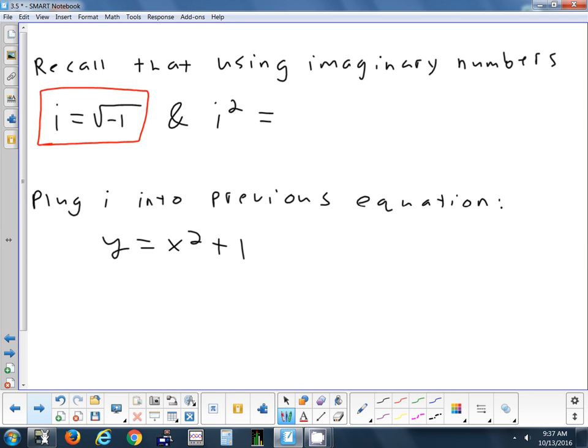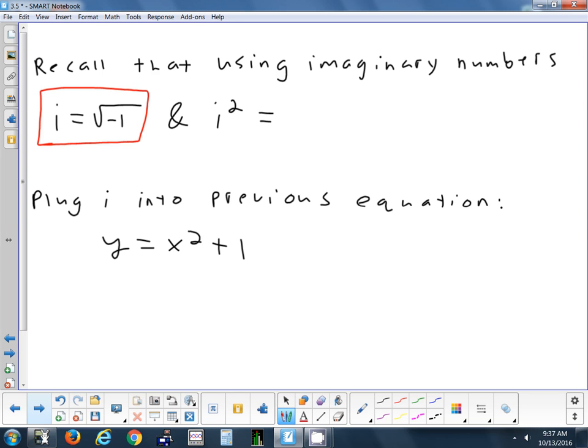It's kind of like in geometry. There are certain things you can't prove. Like, you can't prove that parallel lines never cross. That's just the definition of parallel lines. That's the way it is. Parallel lines just don't cross. i equals the square root of negative 1. That's the way it is.